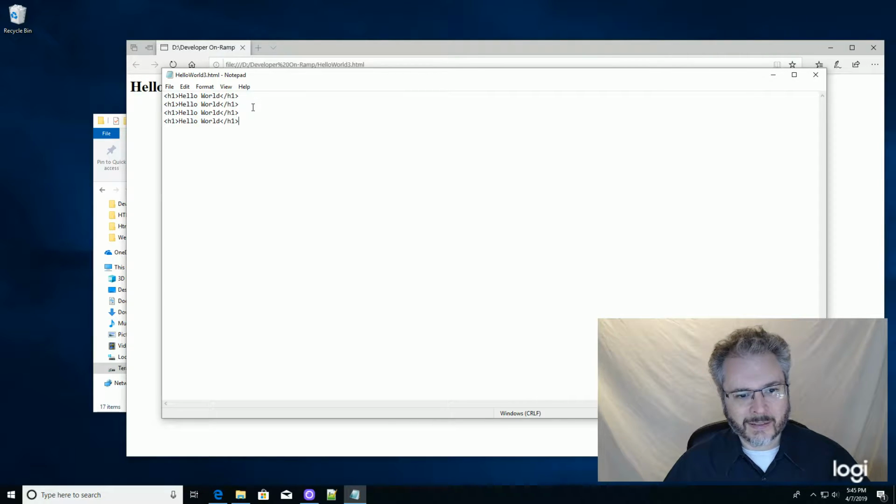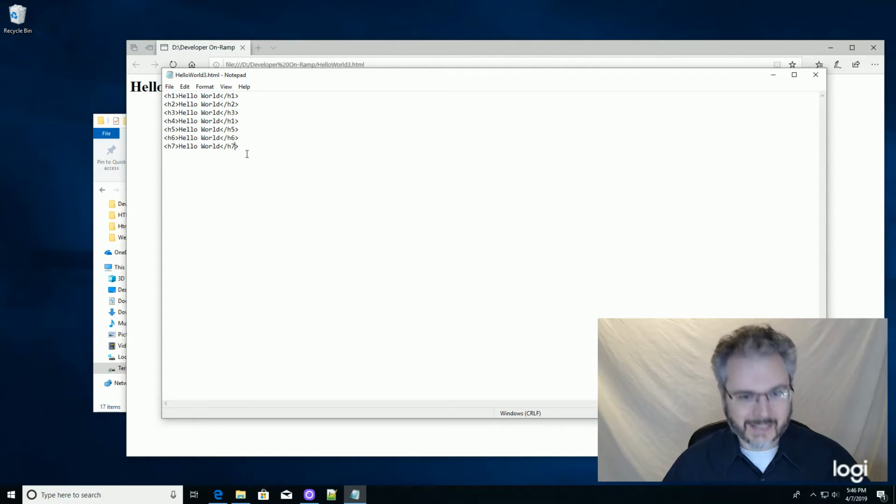H1, H2, there's a second level heading, H3 for third level headings, H4 for fourth level headings, H5, H6. There are 6 levels of headlines in HTML. There are not 7, so this isn't going to work.